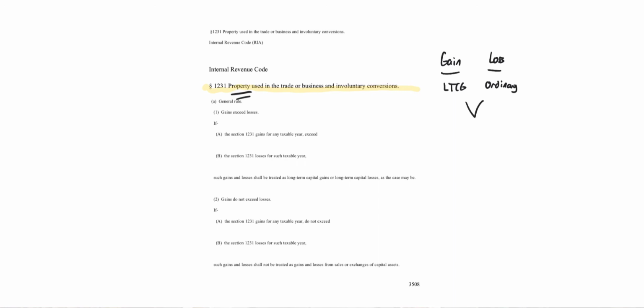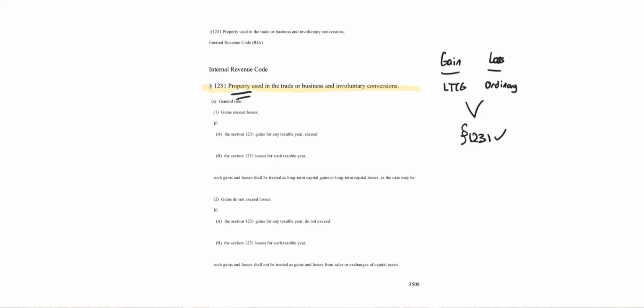Well, guess what? Section 1231 does exactly that. If it's a loss situation, it results in everything being treated as ordinary, subject to the sub-hodgepodge versus main hodgepodge rules. I don't want to get into those. Again, watch my 1231 video. But if it's a gain, it will be long-term capital. Everything is classified as long-term capital. So it gets us to the best of both worlds.